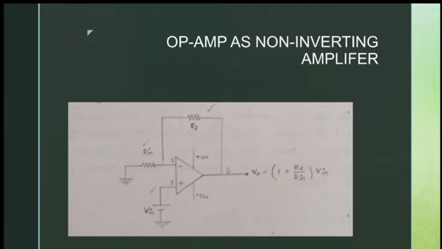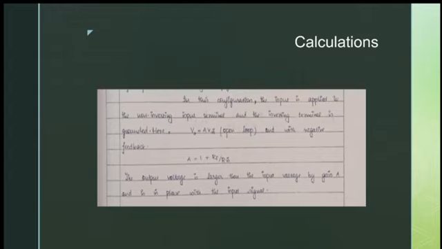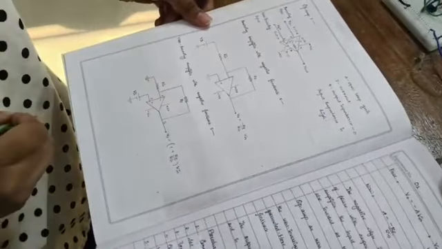This is the circuit diagram for op-amp as a non-inverting amplifier. And this is the formula used. So here V output equals A Vin and the gain A equals 1 plus RF by Rin. So these are the things we should keep in mind while performing the experiment, and let us see how the experiment is performed. Okay, now we'll see the non-inverting amplifier.